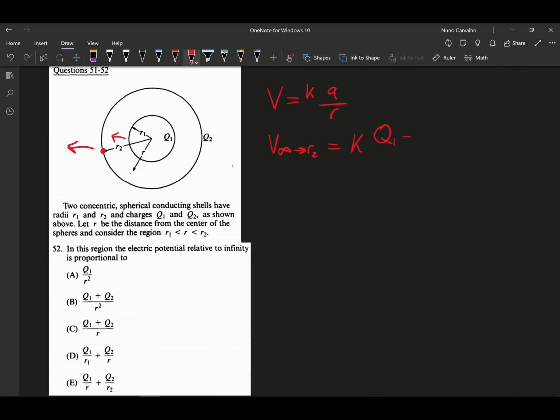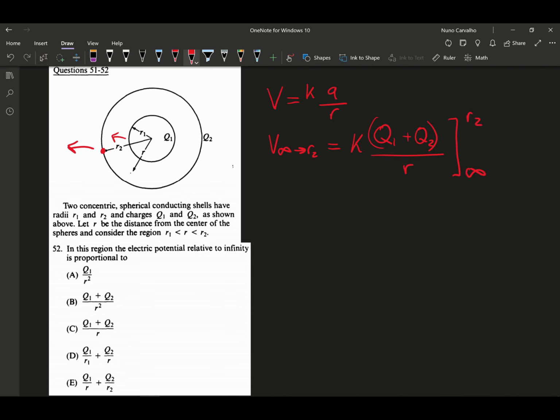Q1 plus Q2 because those are the charges that are enclosed. Given that we have these two concentric shells, we can treat them as one charge of those two charges, Q1 and Q2. And our r here, well, really we should be integrating like this.